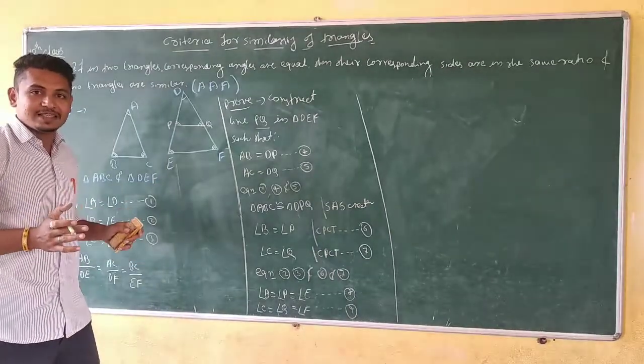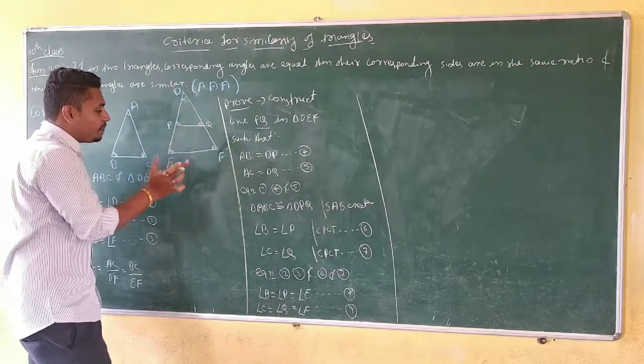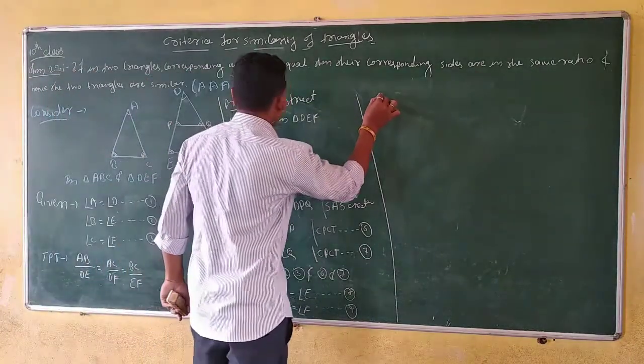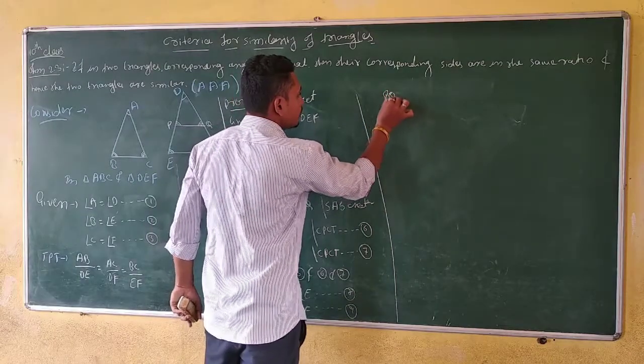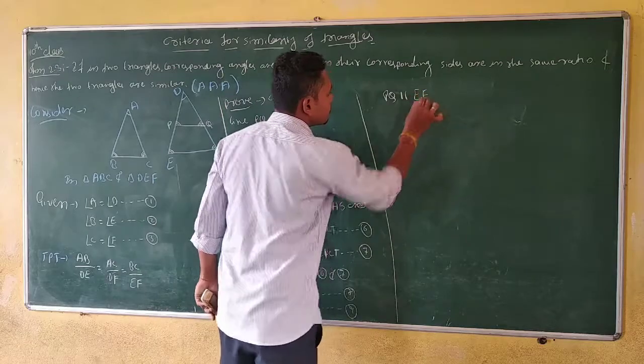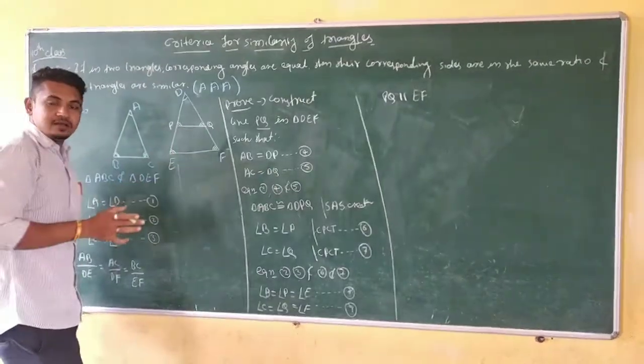So we can say side PQ is parallel to EF. Is it right? So write here, side PQ is parallel to EF. Now this triangle, okay.